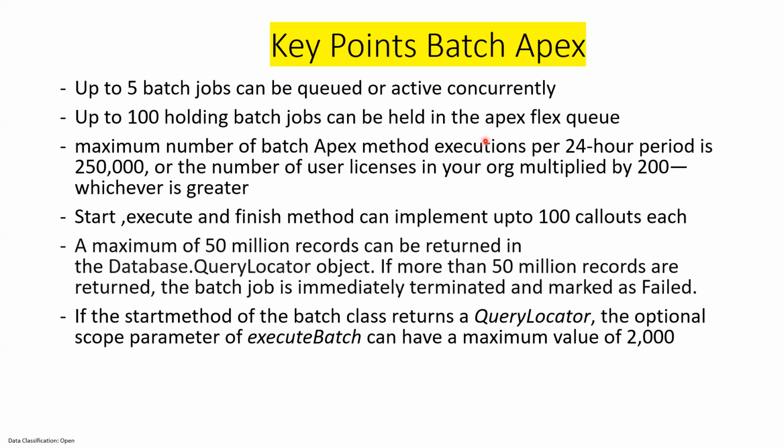Then how many batch jobs can we run in a day or in 24 hours? It again depends on your user license. The maximum number of batch Apex method executions per 24 hours is 250,000, or the number of user licenses in your org multiplied by 200, whichever is higher. So if you have 1000 users, then you have 1000 multiplied by 200. That many batch jobs you can run, or 250,000 batch jobs in 24 hours.